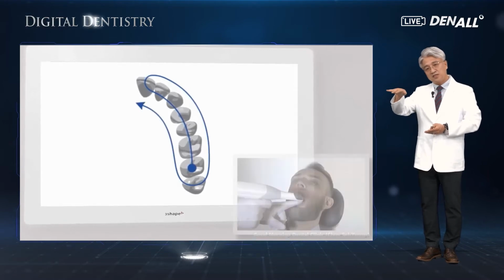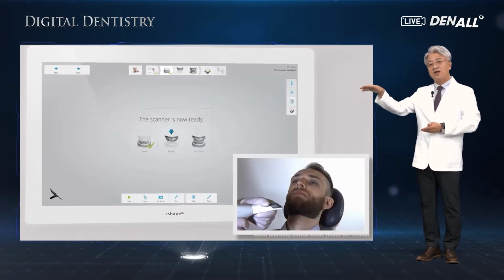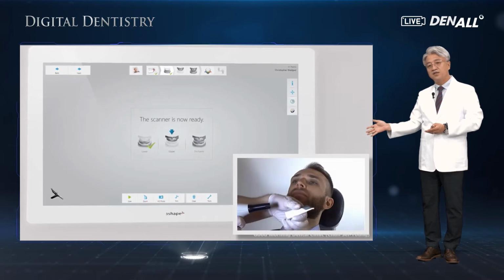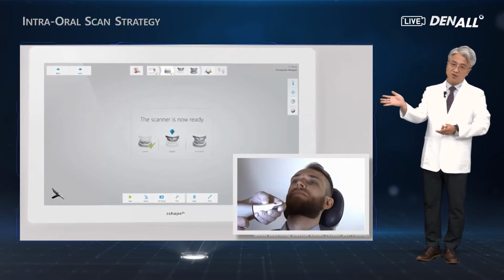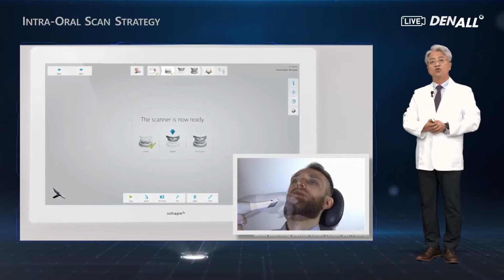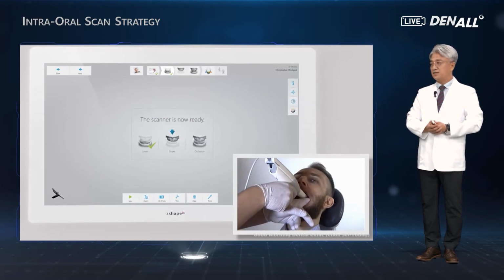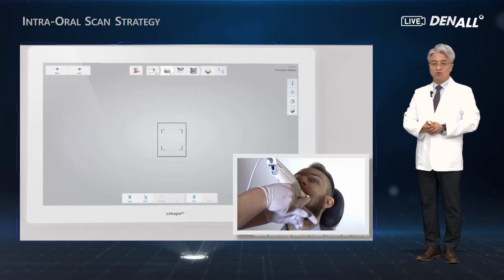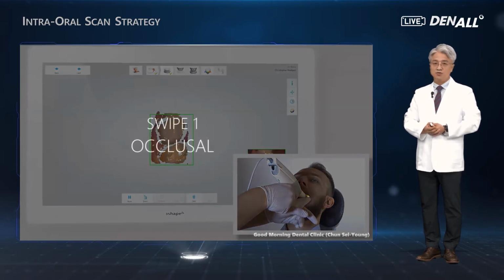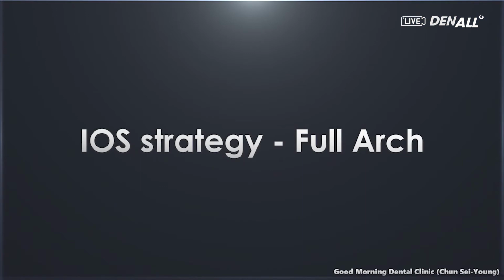to the buccal side to scan there to the posterior region. And then rotate it to the palate before moving to the anterior region. This way you will get very good data in quadrant scanning with this strategy.